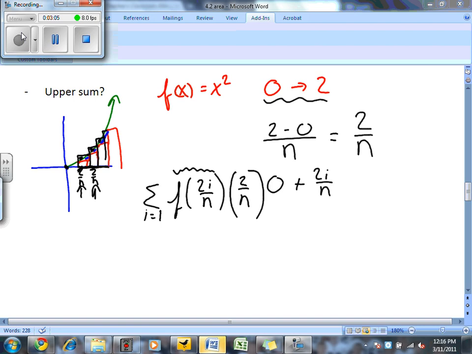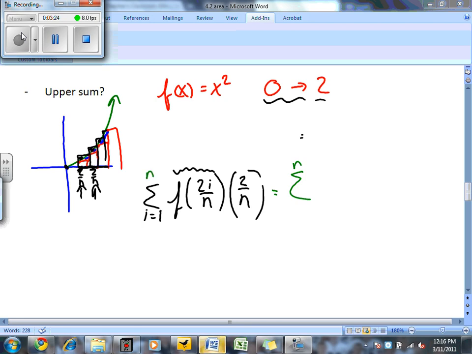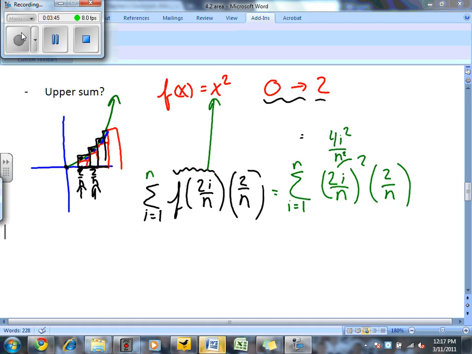So now we need to figure this summation out. We're taking the summation of f of 2i over n times our width, which is 2 over n. Let's go ahead and plug 2i over n into the function. So we're going to have the summation, and don't forget my n on top, i equal to 1. When I plug 2i over n into this equation, I get 2i over n squared, and I still need to multiply it by the width, which is 2 over n. When I square this, it becomes 4i squared all over n squared. You square every term in there.